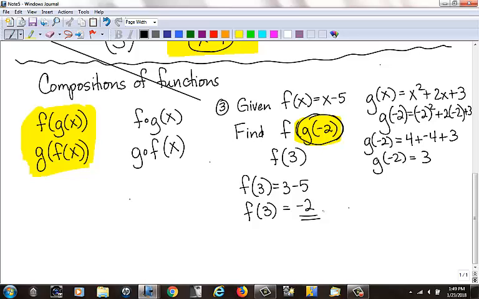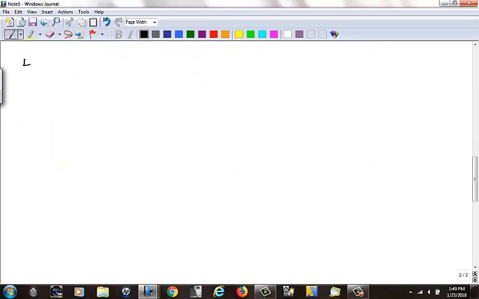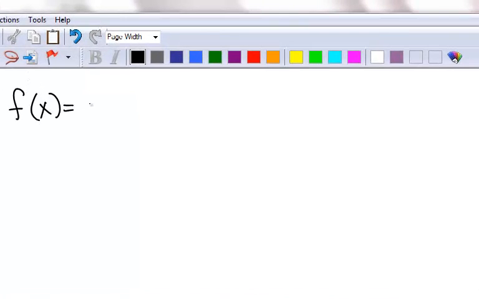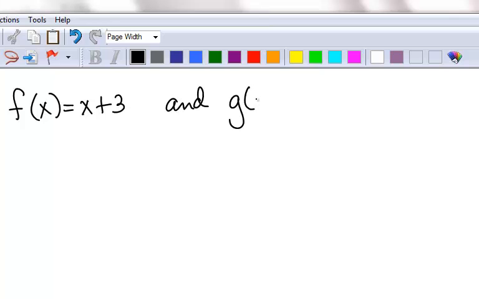I said it a couple times, but I didn't write it down. When you're doing compositions, do the innermost group first. Okay? It's like order of operations. If you have more than one grouping symbol, do the innermost group first. Okay? Let's try another example like that. Everybody okay with that one? Okay. Let's try another example. Say I gave you f of x was the function x plus 3. And g of x is the function x squared plus x minus 1.